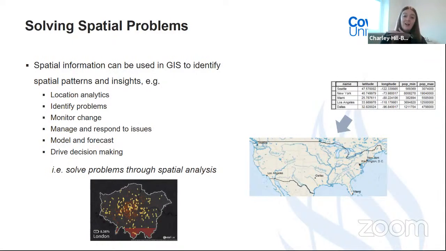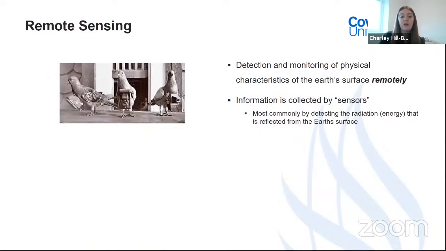If we look at it in another sense, then what we can do with geospatial technologies, as well as driving our decisions, looking at information spatially, we can begin to observe our Earth's surface. And that is done through something called remote sensing. Remote sensing allows us to observe remotely, without being at that point on the Earth's surface, the physical characteristics of the Earth. This image in particular is one of my favourites.